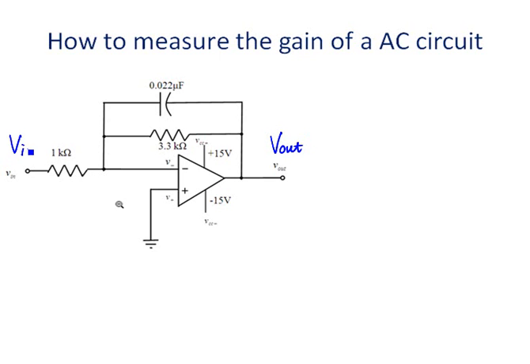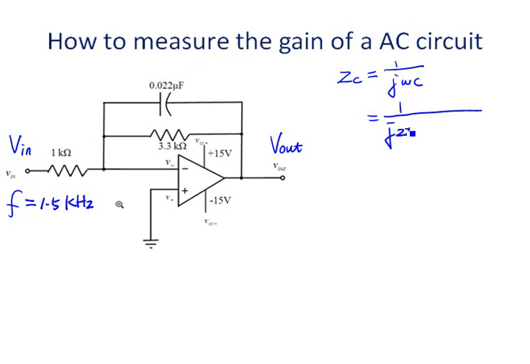We can convert the circuit from AC into the phasor domain. We know the impedance for the resistor is just the resistance. The impedance for a capacitor is 1 over j omega C. Let's assume that for this AC circuit, the input signal is a sinusoidal signal at 1.5 kilohertz. The frequency omega should be 2 pi times 1.5 k.